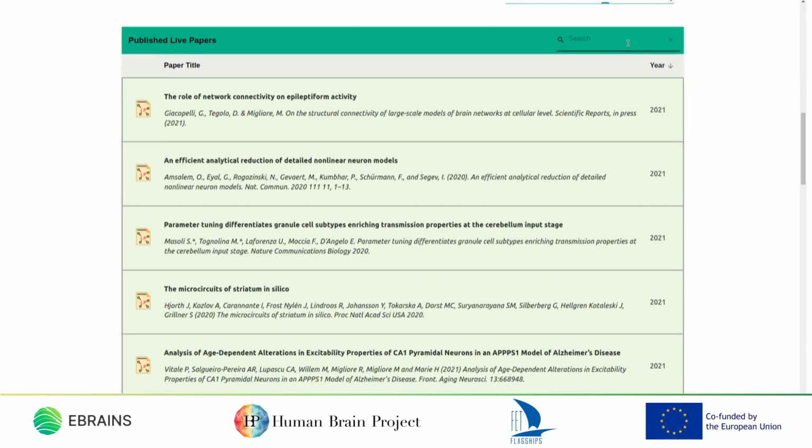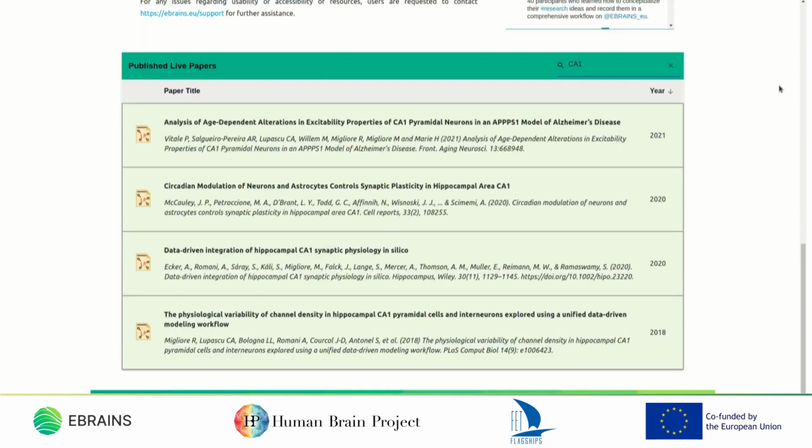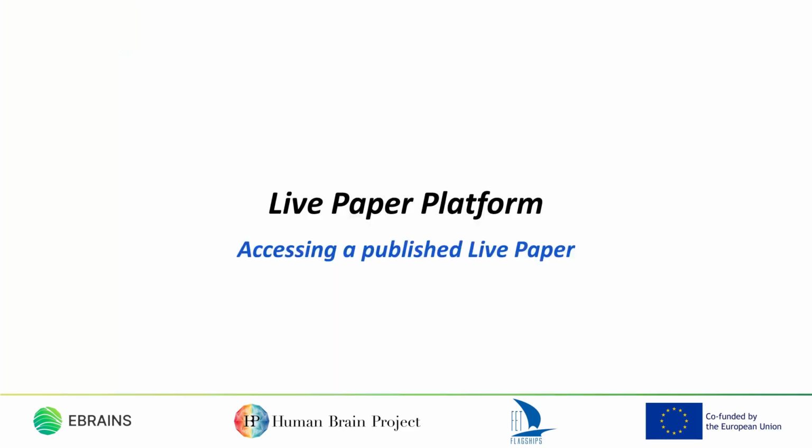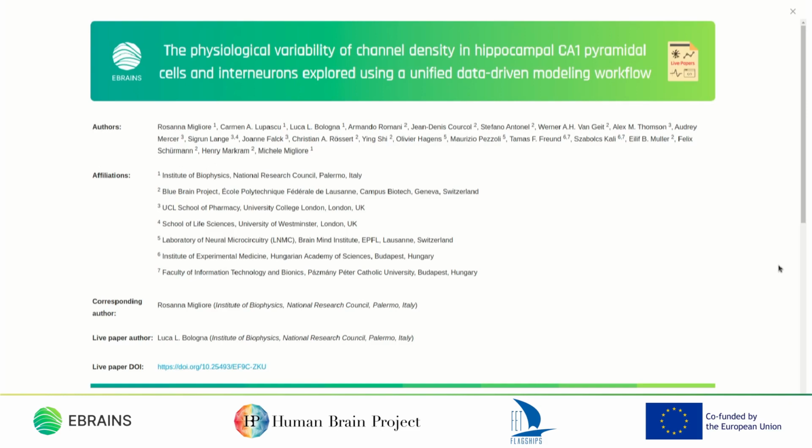Let us search for all the live papers involving CA1 pyramidal neurons. We find that there are 4 such live papers. Let us take a look at this one from 2018. Here, we see an individual live paper.